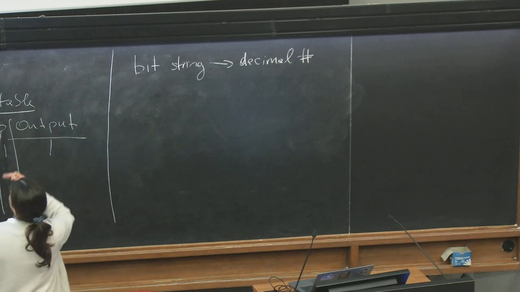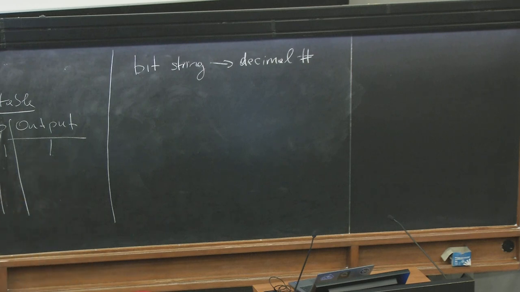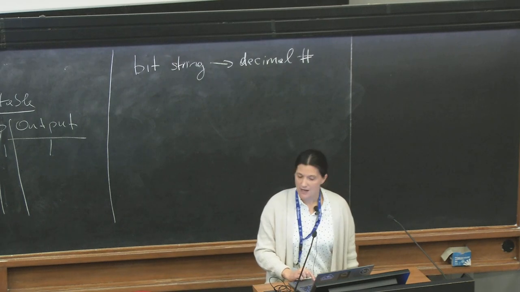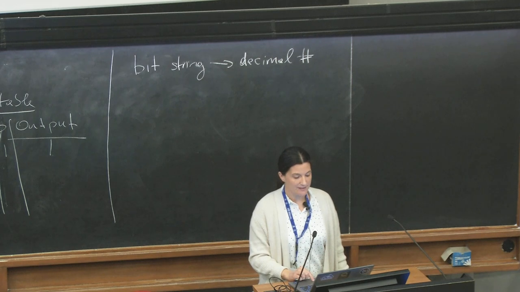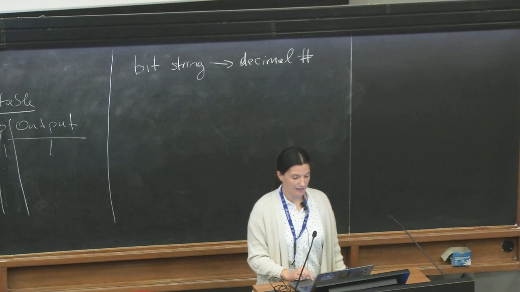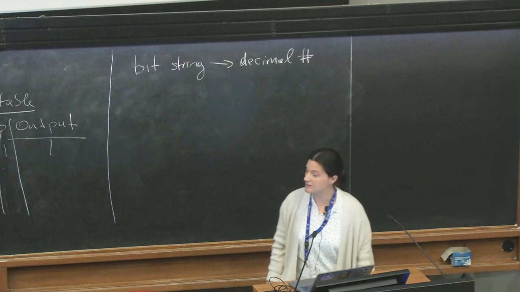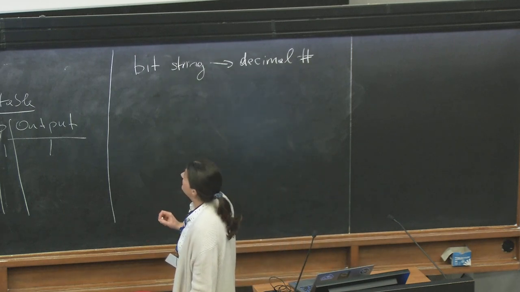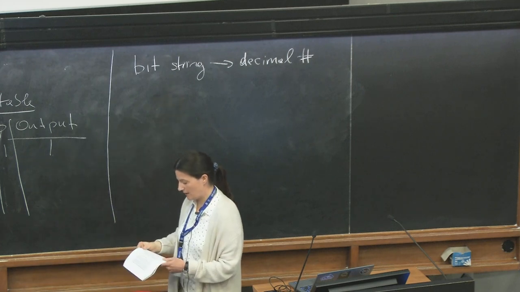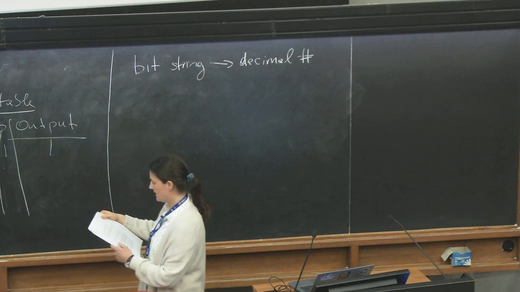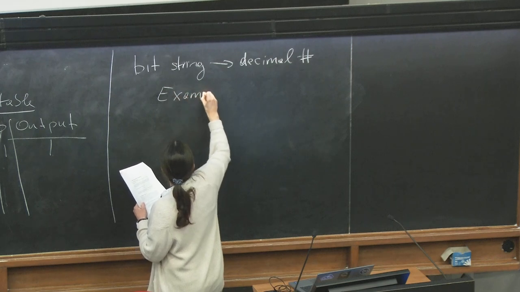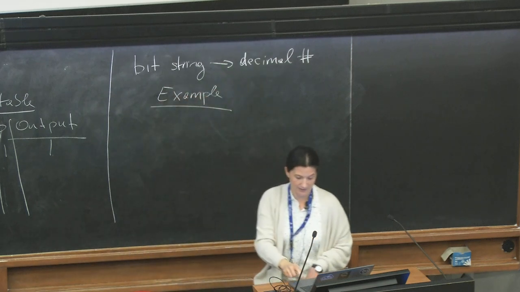So you know how this goes. You have a bit string. And what you can do with this bit string is say the decimal number is: you take the entries of your bit string and multiply each by 2 to the i, where i is your exponent. And i depends on the position, right? So as an example right now, let's look at a value, which I have up next.